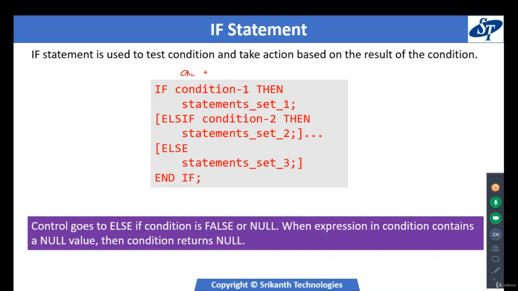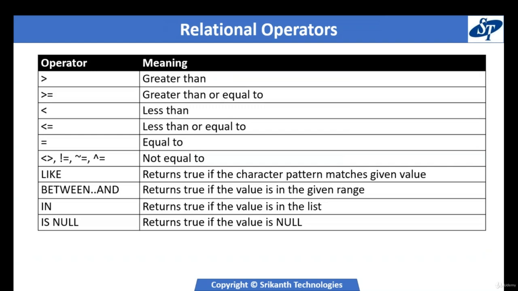So if I have something like A greater than B, and if A is null, the whole result is null, that means it is false. You have to be aware of this point. So if you feel there could be null values in the expressions being used in the condition, take care of null values.